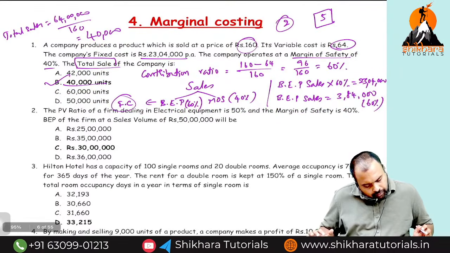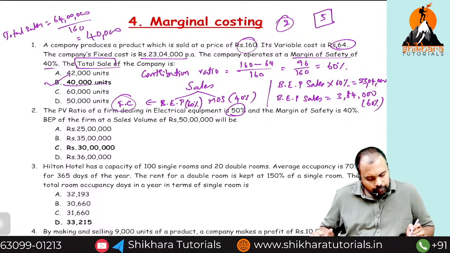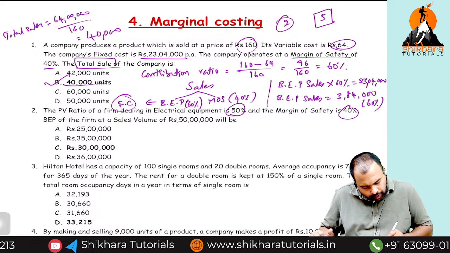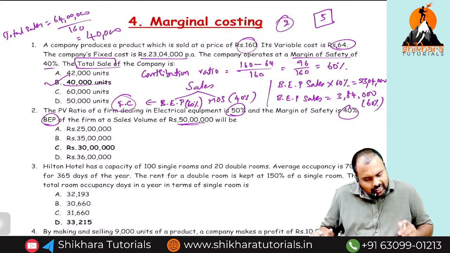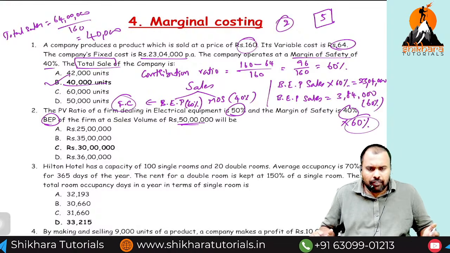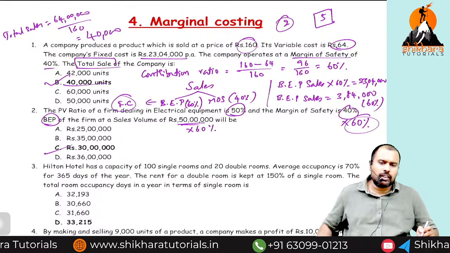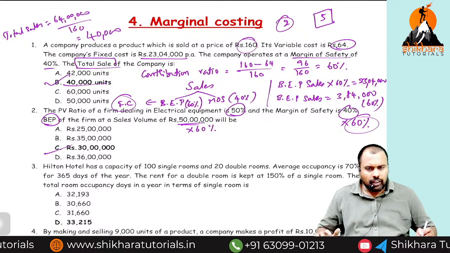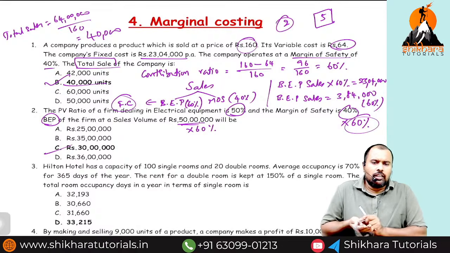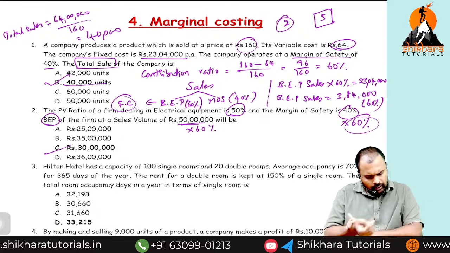Next, the PV ratio of a firm dealing in electronic equipment is 50%. Okay, PV ratio is given as 50 and margin of safety is given as 40. Break-even point of the sales volume. They are asking about the break-even, sir. If margin of safety is 40, 60% has to be break-even sales. So for 50 lakhs into 60%, which is nothing but 30 lakhs. Very straightforward question it is. We never bother about PV ratio also, because if margin of safety is 40%, obviously your break-even sales has to be 60% of total sales. Okay, next.